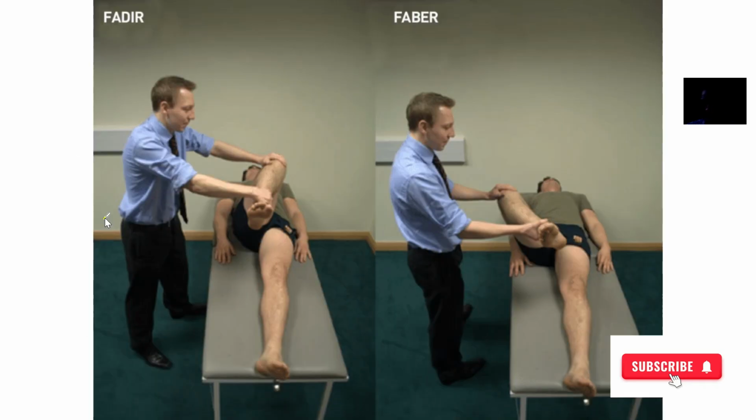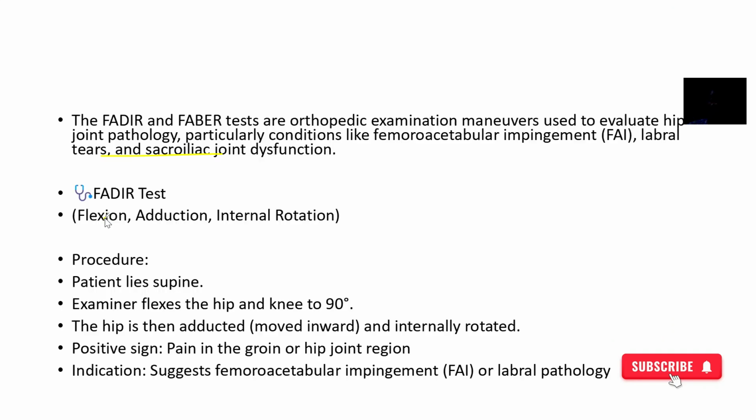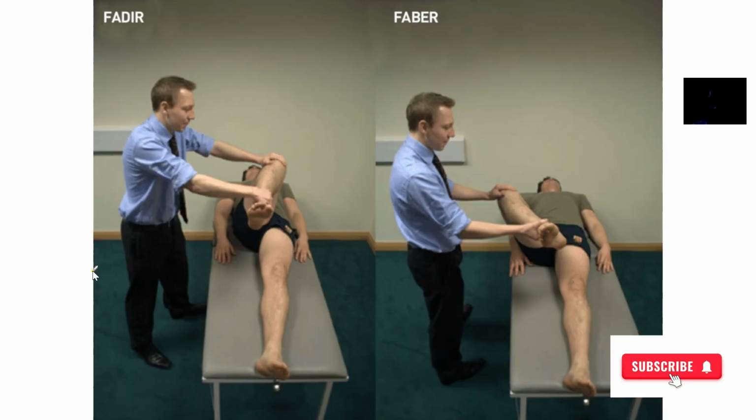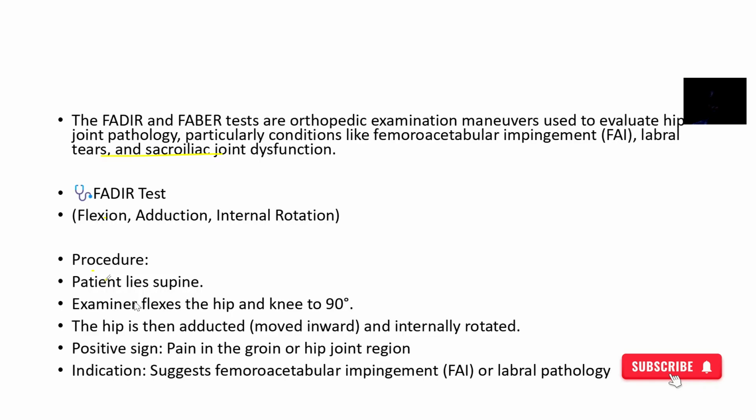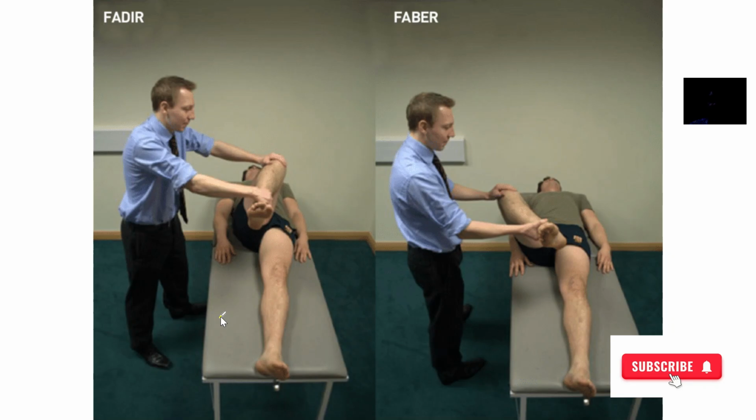So FADIR is an abbreviation. The F is flexion, A is adduction, and the D is also the D in adduction. Then we have internal rotation, which is the IR there. The procedure is that the patient is lying face up. The examiner flexes the hip and the knee to about 90 degrees. The hip is then adducted, moved inward, then internally rotated.